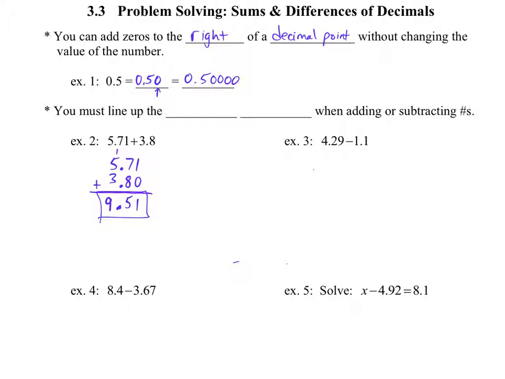The next one, subtraction, is the same thing. I'm going to just move this 1.1 down below, so I have minus, but you have to line up the decimal points. So then you could put a 0 after the 1 like that.